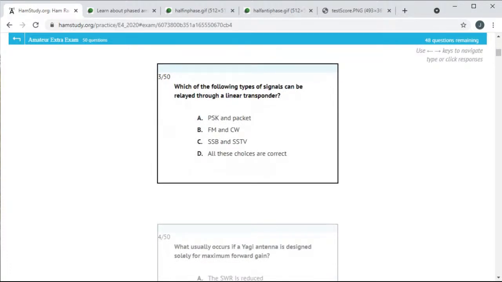Which of the following types of signals can be relayed through a linear transponder? A, PSK and packet. B, FM and CW. C, SSB and SSTV. D, all of these choices are correct. Linear transponders are, I believe, what is on linear satellites, and you can pretty much send everything through them. So I'm going to go with D.